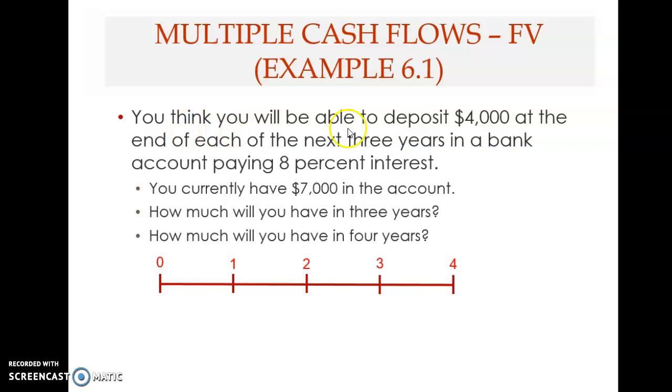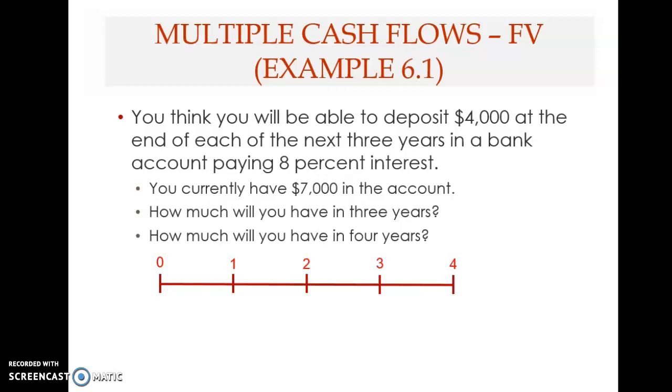You think you will be able to deposit 4,000 at the end of each of the next 3 years in a bank account paying 8% interest. You currently have 7,000 in the account. So the first question, we ignore the second question here. We look at the first question: how much will you have in 3 years? Alright, so we look at the features. Remember the key components in a time value of money problem.